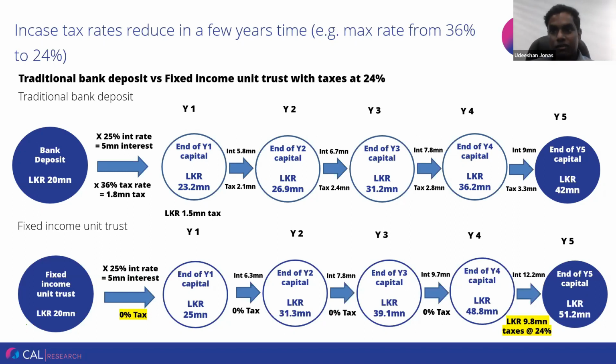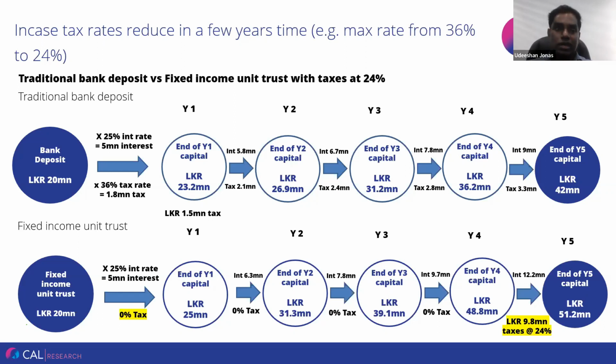So in the same case, if you had invested 20 million rupees in a bank, at the end of 5 years your capital would have been 42 million. If you had parked the same 20 million in a unit trust fund, and not paid taxes because you're not withdrawing the cash, then at the end of year 5, when taxes reduce to 24%, if you take the money out, your capital will be 51.2 million versus the 42 million that you will get on a bank deposit, right?